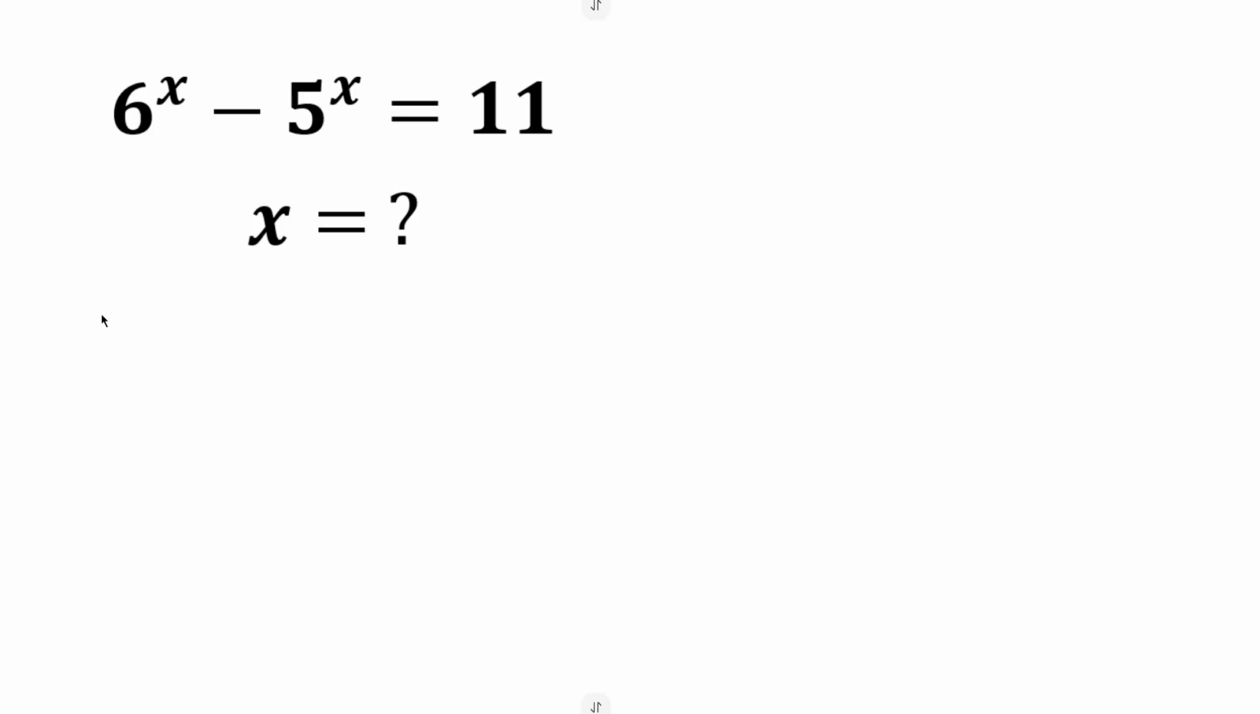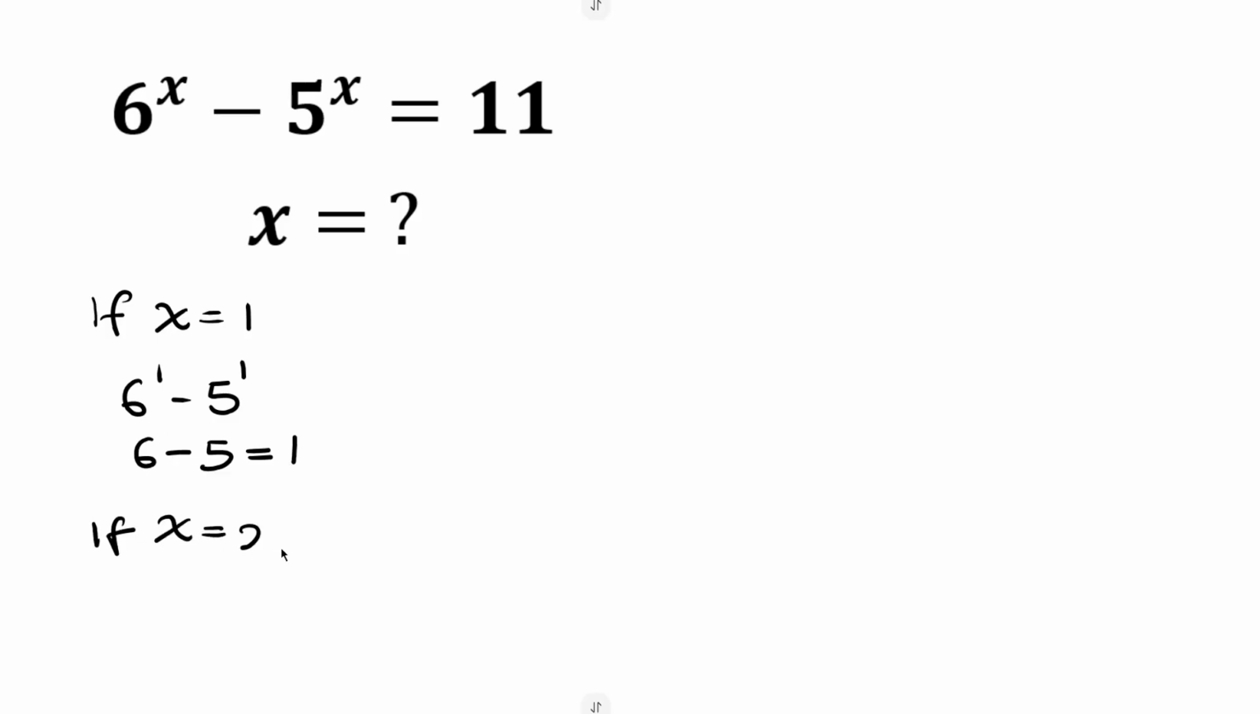So if x is equal to 1, let's plug it here. We're going to have 6 to power 1 minus 5 to power 1. 6 to power 1 is 6 minus 5 to power 1 is 5, and the result is 1. Now what if this time x is equal to 2?